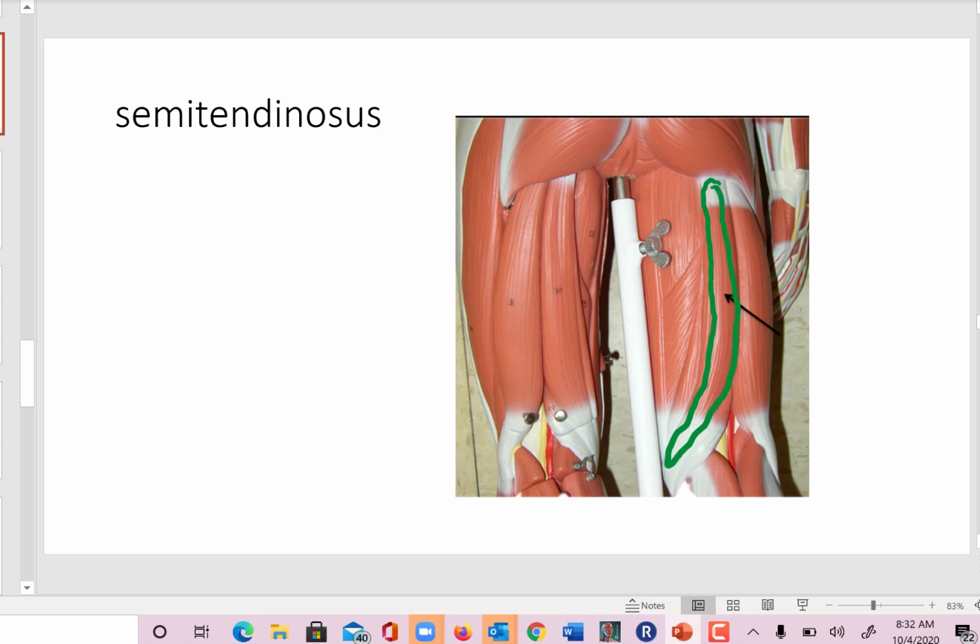Is that muscle there? Here it is on this side. The semitendinosus has its origin on the ischial tuberosity as well, and it inserts on the medial aspect of the proximal tibia. It is going to extend the thigh and flex the lower leg at the knee.